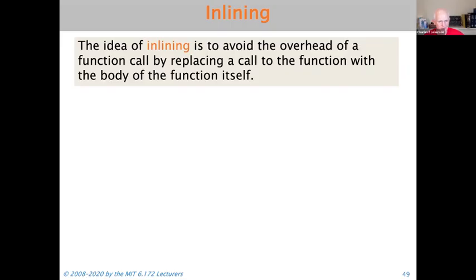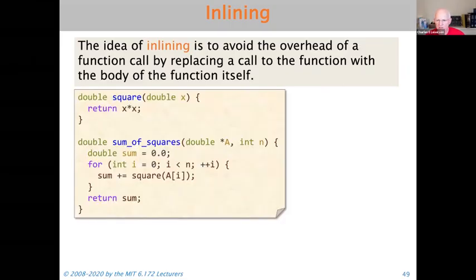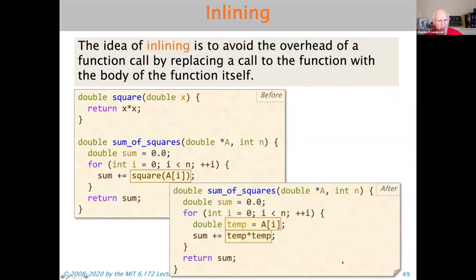So let me illustrate here. Here's a function that sums the squares of the values in an array A. It just goes through and computes the squares. It calls the subroutine square, which simply multiplies its argument by itself. So in addition to actually squaring it, it has to call the square function. We can optimize away this square function by simply creating a temporary for A[i] and then multiplying the two things. In fact, the compiler probably creates the temporary if you just wrote A[i] times A[i] in here, and it saves the overhead.